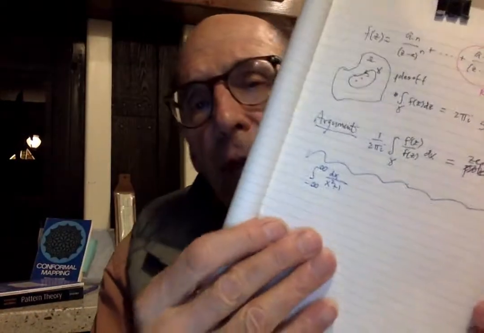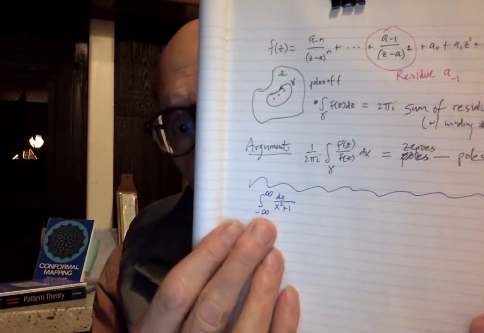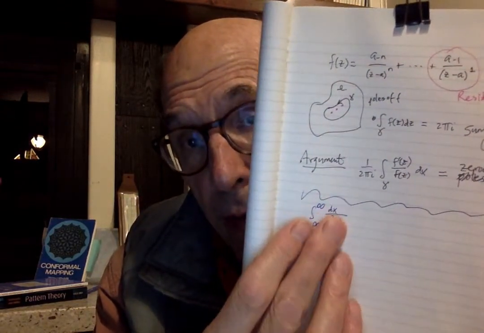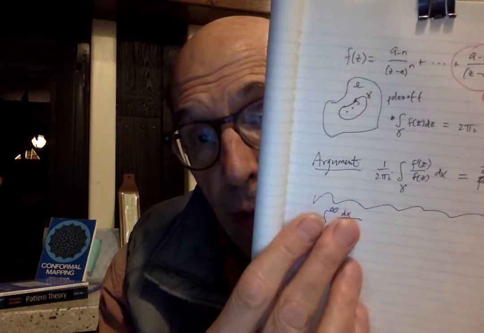So let's change colors here, and what we're going to look at is the integral from minus infinity to infinity, so that's over the whole real line, of the following. It's a fraction. The top is just dx, and the bottom is x squared plus 1. Let me point out a couple of features of this integral. It's over the whole real line. The degree of the bottom is 2 more than the degree of the top. That's very important for doing these.